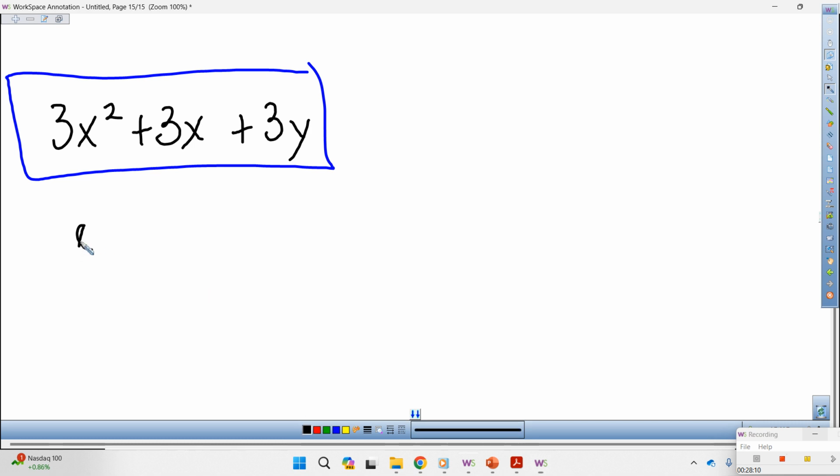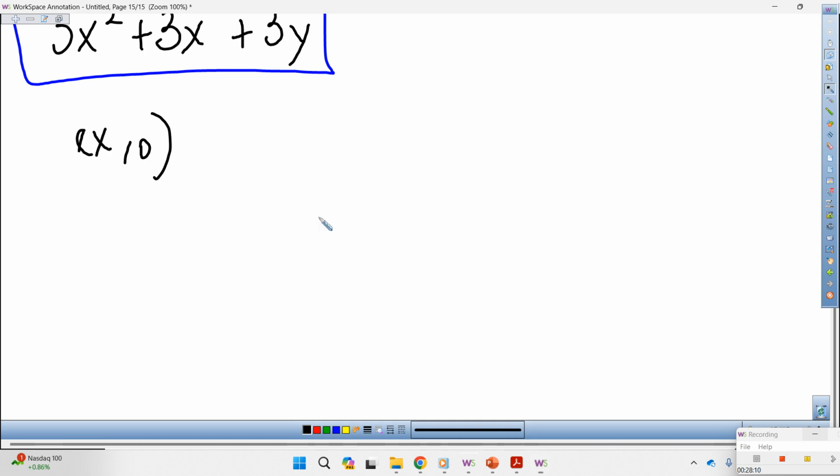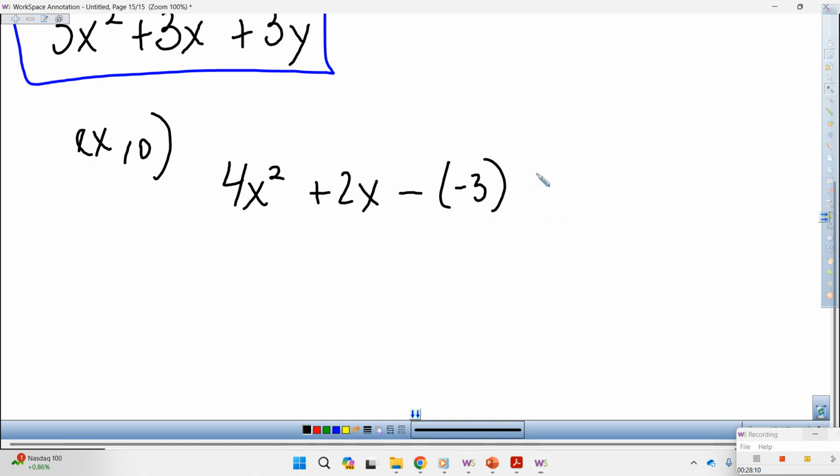Example, we're going to label this example 10. Keep it in your notes. I haven't mentioned a situation that looks like this: 4x squared plus 2x minus negative 3 plus 4y minus 3. Okay? Get started with that one.